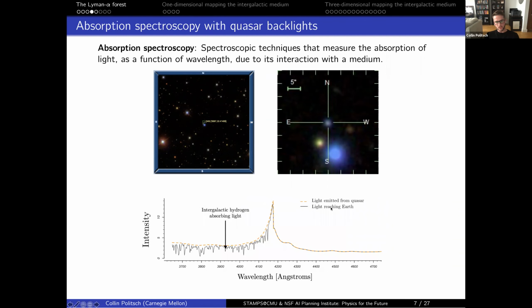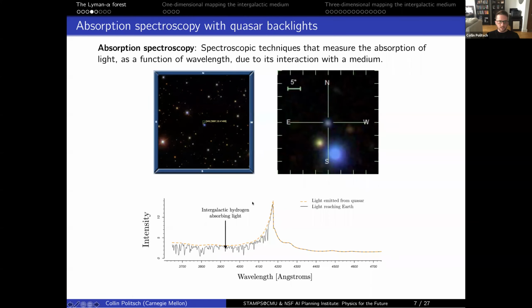So zooming in here, I'm showing you a simulated version of this spectrum zoomed in on the Lyman alpha forest, just to underscore this point. What's happening here is we have this idealized spectrum. The orange dashed line is called the continuum radiation of the quasar. It's the spectrum of the quasar when the light first left it, before it interacted with any medium. And so it's a very smooth spectrum. And then on its way to Earth, there are these absorption patterns that occur along the line of sight due to intergalactic hydrogen absorbing the light.